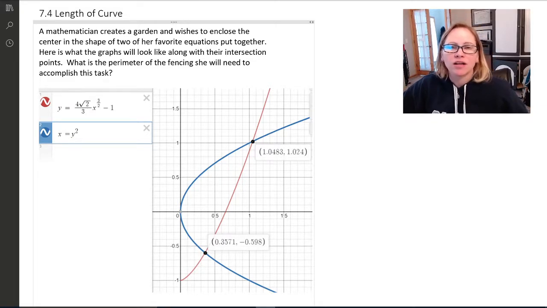Today we're going to talk about a concept that is BC Calculus only, and that is the length of a curve and the formula we're going to use to find that.